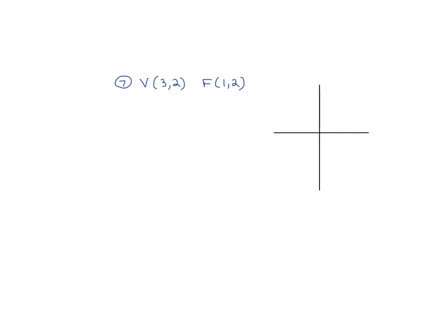Again, we're given a focus and a vertex. The vertex is not at the origin, so remember that this is h, this is k. So let's go ahead and graph that vertex. So 1, 2, 3, 1, 2. So my vertex is over here at 3, 2. And then I'm going to graph my focus. It's at 1, 2. And again, remember, your parabola is going to surround it.